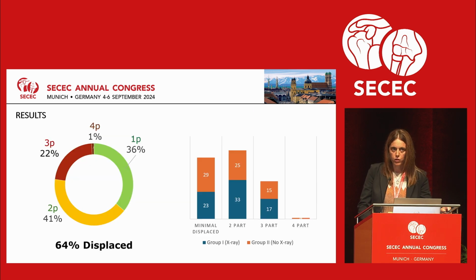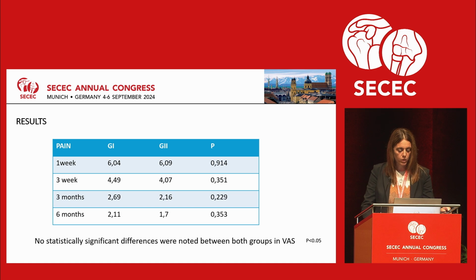And regarding the fracture type, we had 36% of patients with a one-part fracture, and it's important to highlight that we have 64% of the patients with displaced fractures according to the Neer classification. Regarding pain, no statistically significant differences were noted between both groups at any point of follow-up.